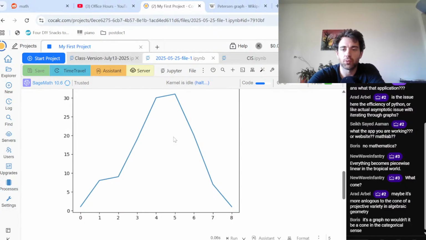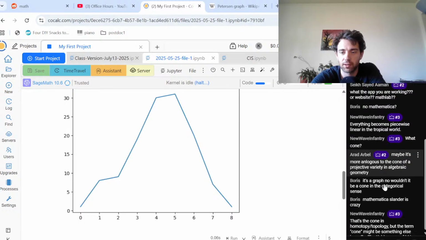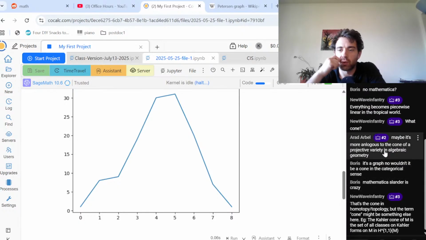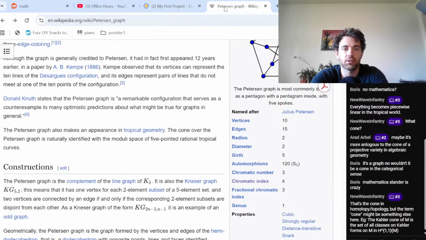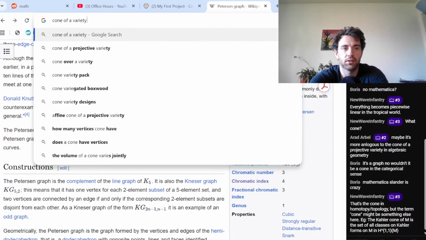Everything becomes piecewise linear in the tropical world. Yeah, I'm vaguely aware of this being true, but again, I've never studied it properly. Maybe it's more analogous to the cone of a projective variety in algebraic geometry. Oh, that's probably true, actually. Cone of a variety.